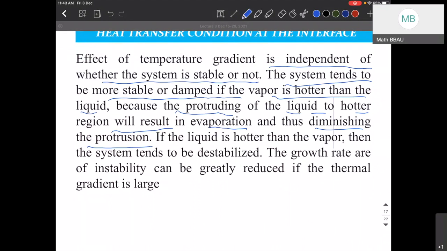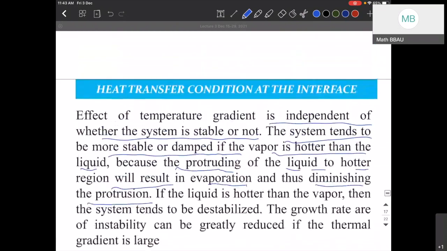And if there is mass transfer there, then liquid comes into the vapor side, and vapor comes into the liquid side. The vapor that comes into the liquid side will condense, and the liquid that comes into the vapor side will evaporate. That evaporation and condensation will diminish the growth of perturbations, and the system generally gets stabilized in case of Rayleigh-Taylor instability. In case of Kelvin-Helmholtz instability, when a relative velocity is there, it has the inverse effect.